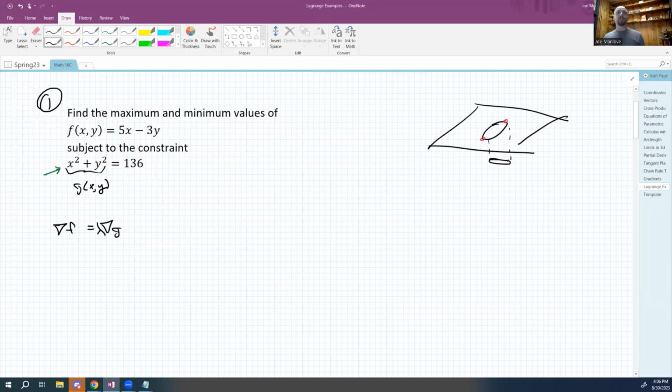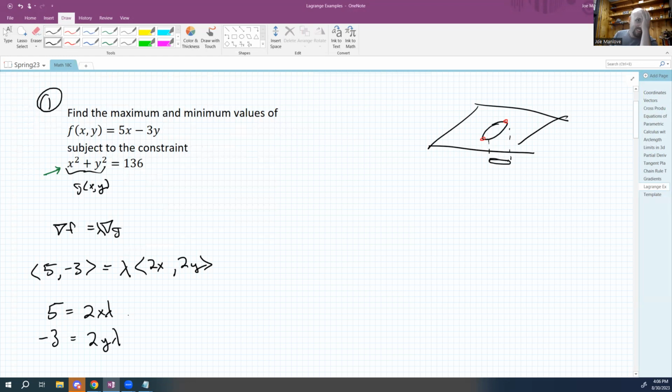So first things first, I'm going to take the gradient of f. Like I said, this one's easy. So I got 5 and -3 as the gradient of f. I'm going to set that equal to lambda times the gradient of g, which is going to be 2x, 2y. Easy peasy. So I'm going to write down my equations now. Set my gradients equal to each other, and now I'm going to get equations. My equations are going to be 5 equals 2x lambda, and -3 equals 2y lambda.